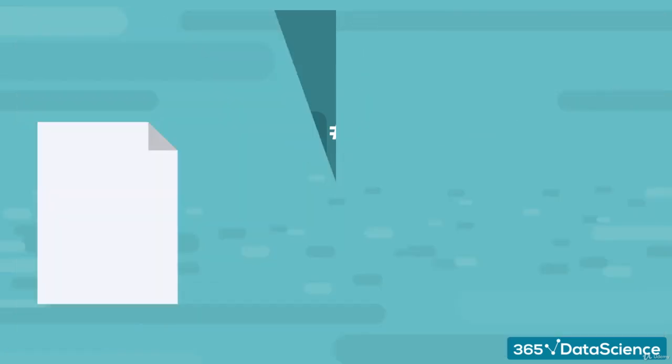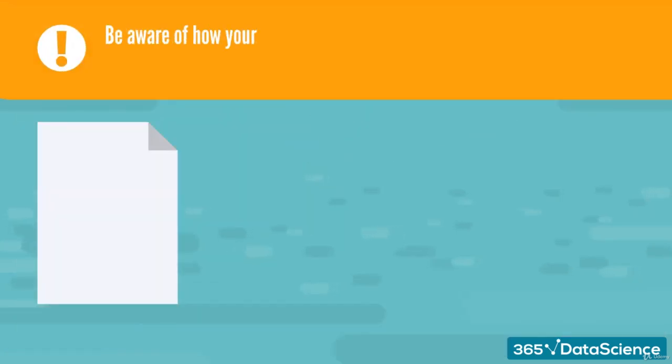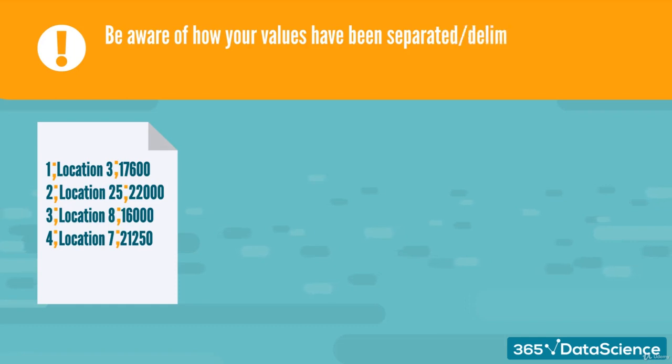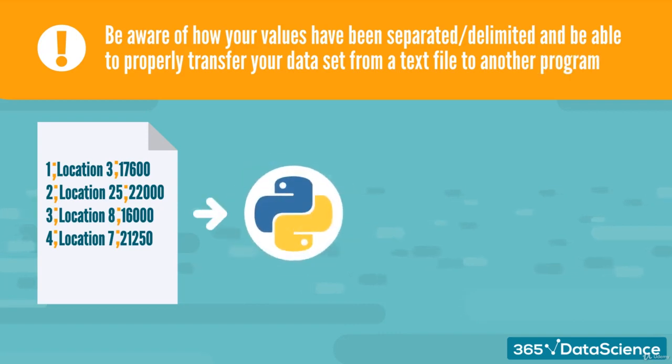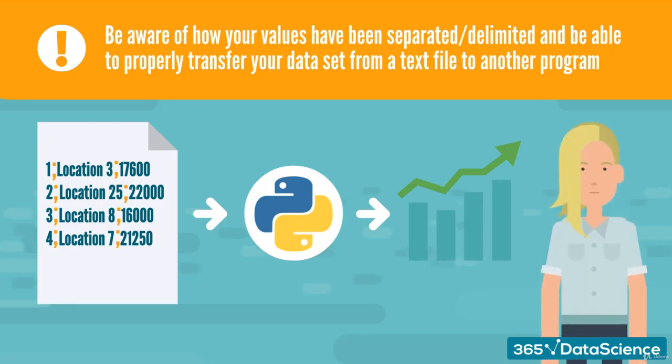At the end of the day, it is really important to be aware of the way in which your values have been separated or delimited, and to be able to properly transfer your dataset from a text file to another program, such as Python. Only then can you proceed with your analysis smoothly. In case of conflict or issues, data engineers are the ones who will typically give you a hand.